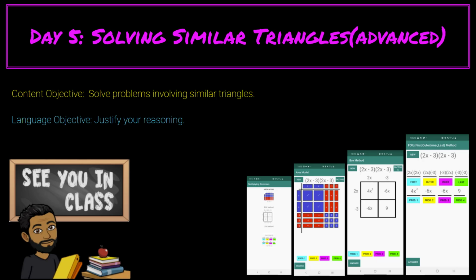Welcome back. Today is day 4 of our similar triangles unit. We will be solving for the missing side lengths of similar triangles. Hope you enjoyed the lesson.